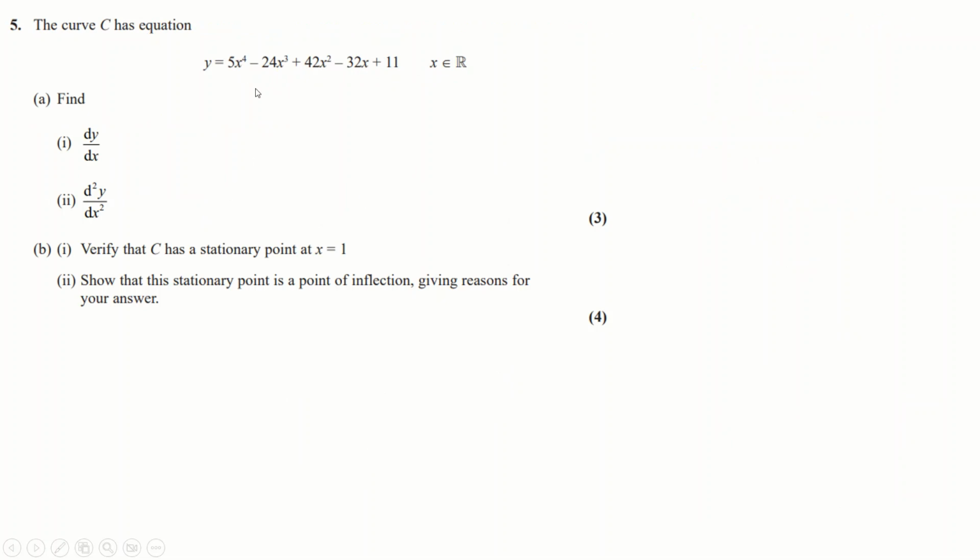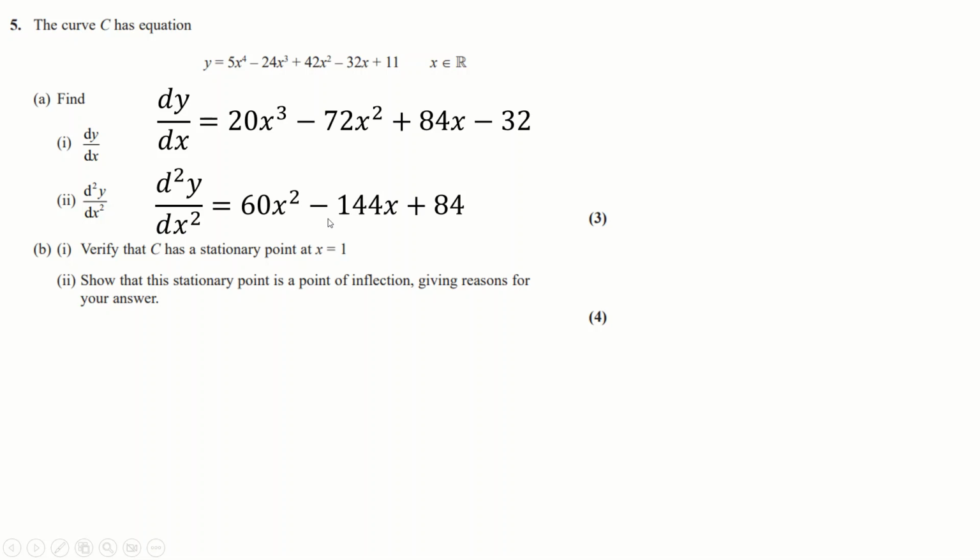Question number 5, so very straightforward here, just some differentiation to start with. So 4 times 5, 3 times 24, and so on. Reduce all the powers down by 1. Do it again, and you get 3 really nice marks. Verify C as a stationary point at x equals 1. Stationary points are when dy by dx is 0. So when you put in x as 1, do we get 0? Yes, we do. Good, so that's verification.